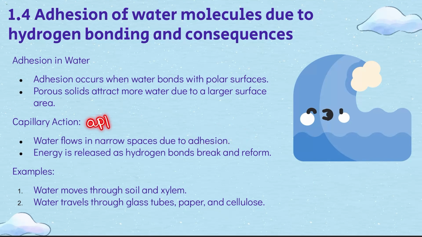This process releases energy as hydrogen bonds are constantly replaced and formed. Some examples of this include: first, water moving through soil from underground sources and through the xylem, and secondly, water moving through glass tubes, paper, or cellulose as a result of adhesion.